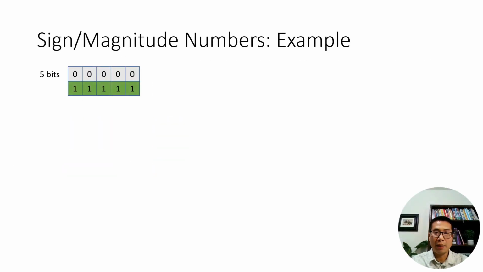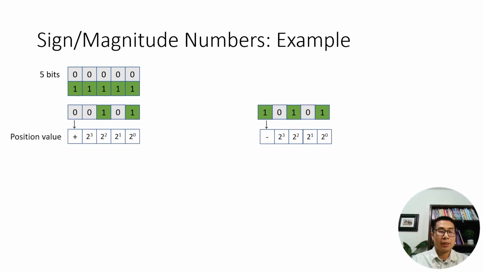Let's take an example where we have 5 bits. For these 5 bits, we want to have two number sequences. For the first number sequence, we'll have 0, 0, 1, 0, 1. For the most significant bit, it is 0, so it's going to be translated into positive, and the rest are going to have the position values as usual. Similarly, when you see 1, it's going to be translated into negative, and the rest are going to have the position values as usual.